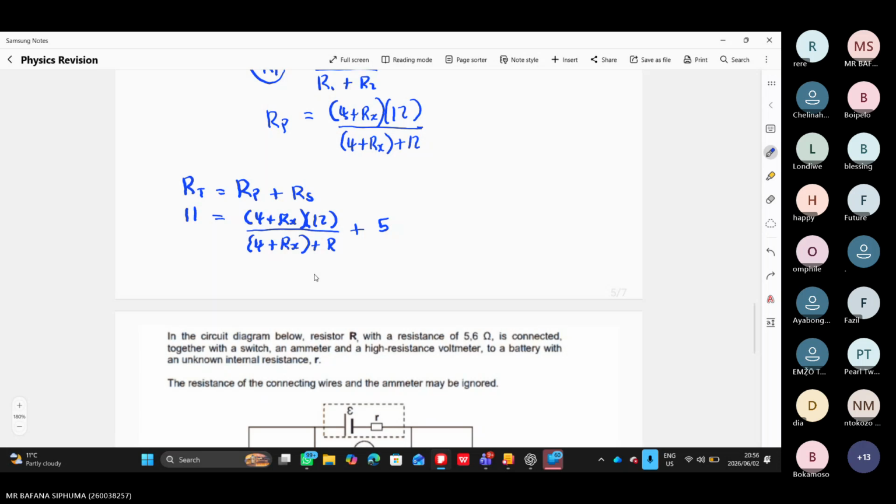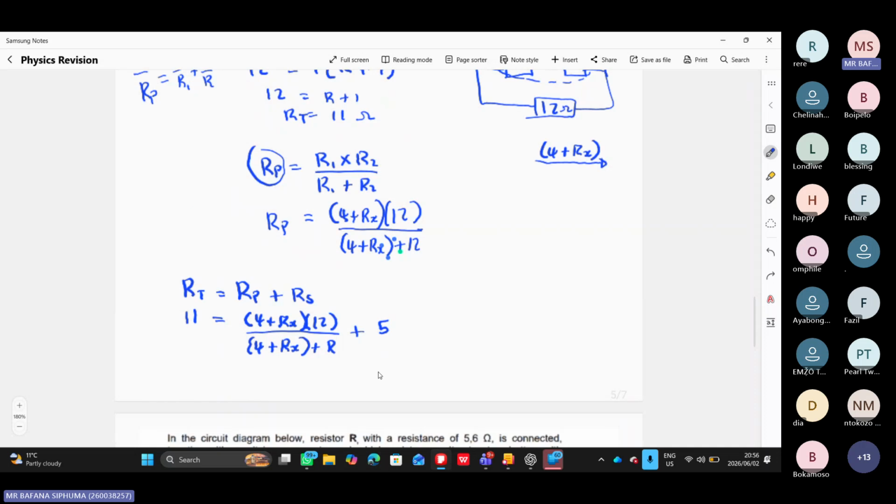Okay, I thought that was going to be a question. It's fine. So the first thing that you can do, you can transpose this 5 to the other side. And then you have 11 minus 5. What is 11 minus 5? Yes, 6.